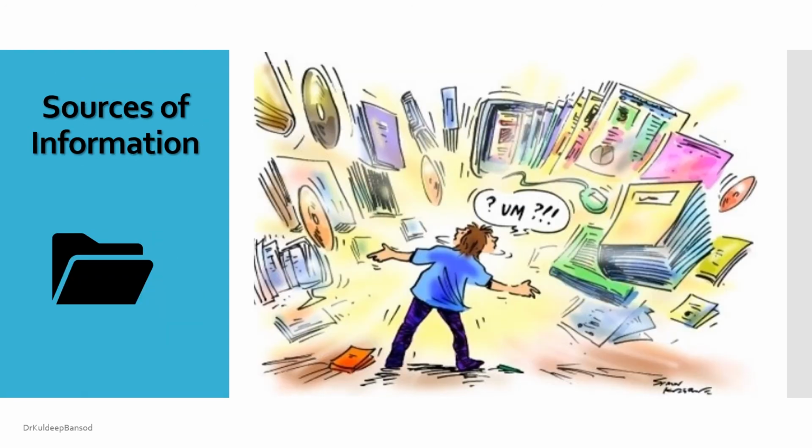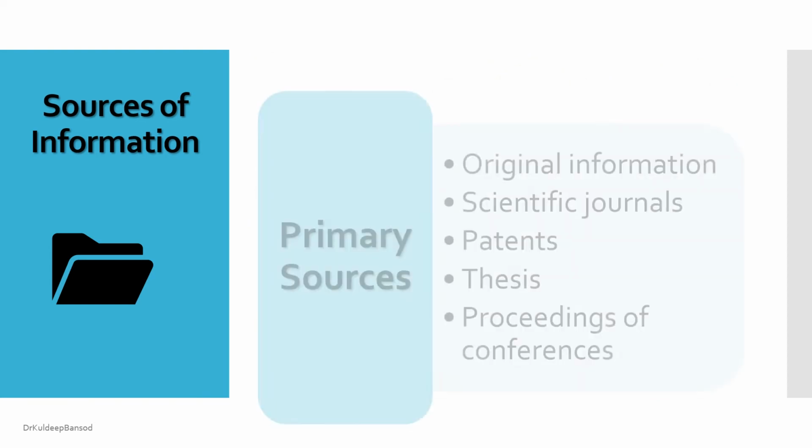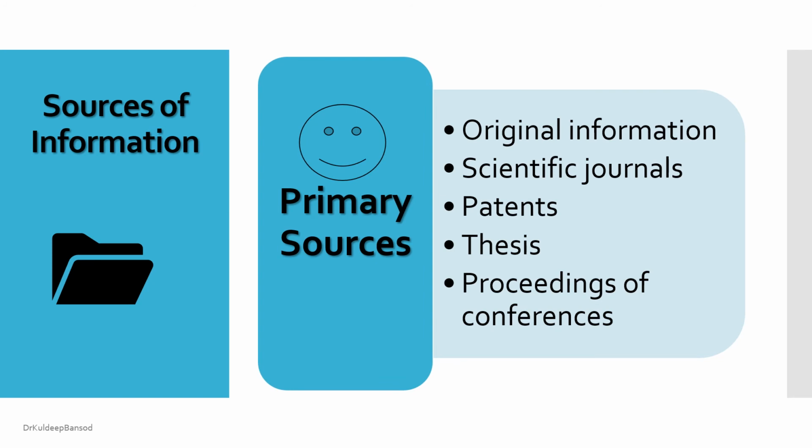Now a question may arise in your mind: where does DIC collect this information from? So DIC has its own sources, and these sources are categorized as primary, secondary, tertiary and other related sources. Let's see what the primary sources of information are. The primary sources are nothing but the original information from the drug researchers who are engaged in finding new drugs for particular treatments: scientific journals, patents, theses, and proceedings of conferences.